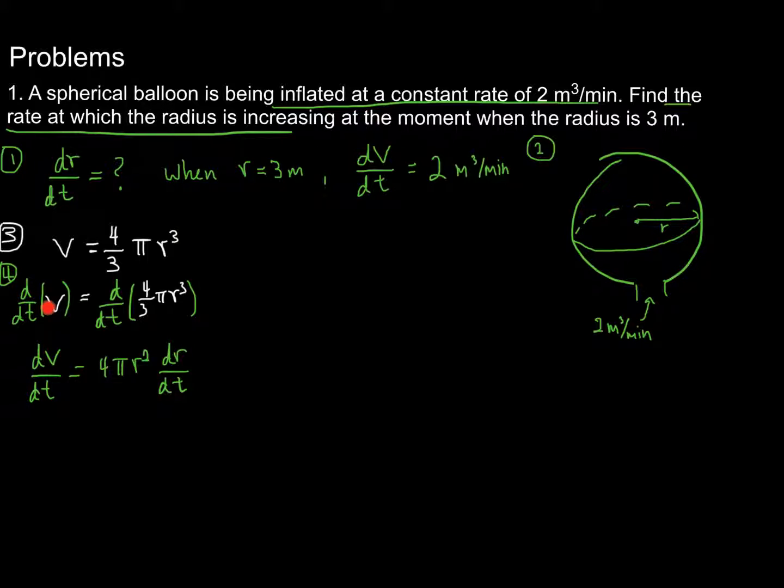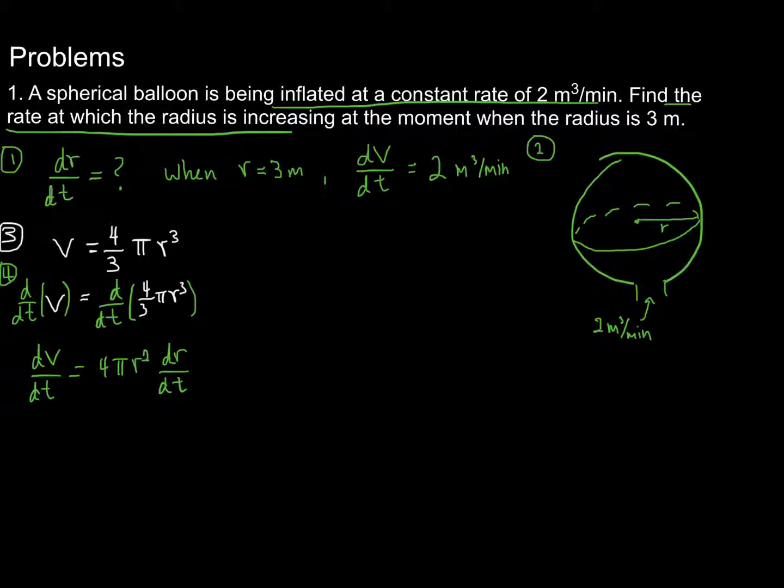So the derivative of V with respect to t is just dV/dt. And here I can factor out a 4/3 pi, and I take the derivative of r cubed with respect to time. And as we talked about in the discovery problem, that's going to be 3r squared dr/dt. And the 3's will cancel, and I'm left with 4 pi r squared dr/dt.